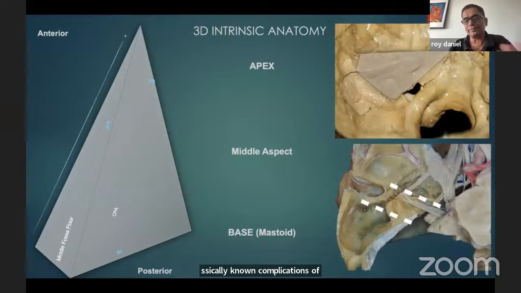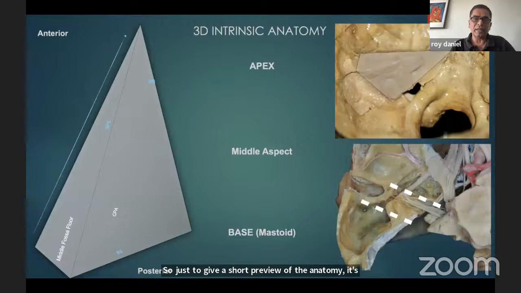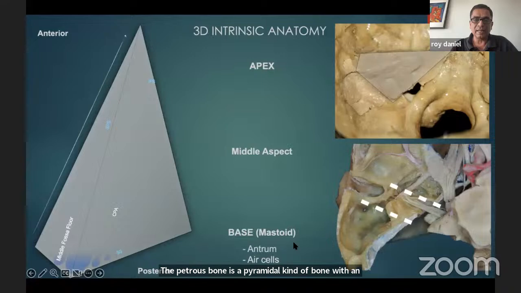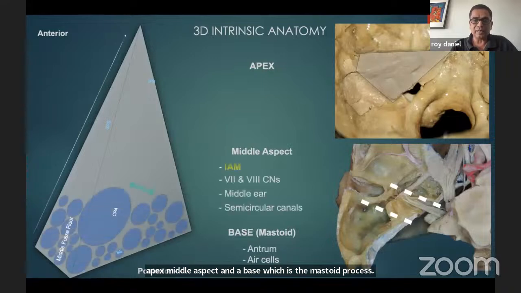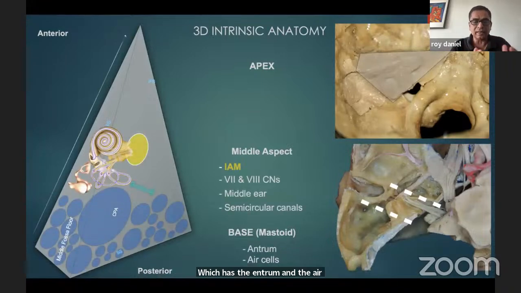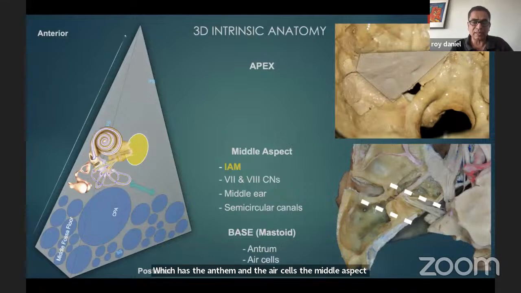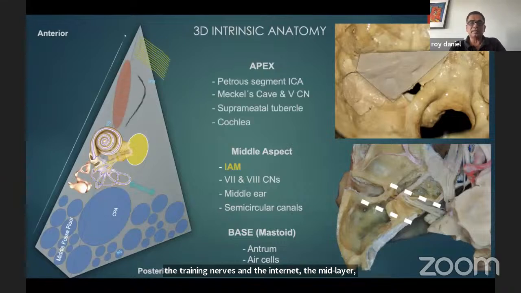Just to give a short preview of the anatomy: the petrous bone is a pyramidal bone with an apex, a middle aspect, and a base, which is the mastoid process, which has the antrum and the air cells. The middle aspect has the most important parts, which are the cranial nerves, the internal auditory meatus, and the semicircular canals. The apex has important structures like the petrous carotid, Meckel's cave, and the cochlea.